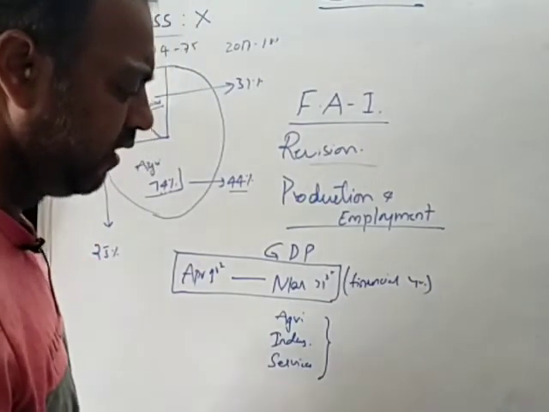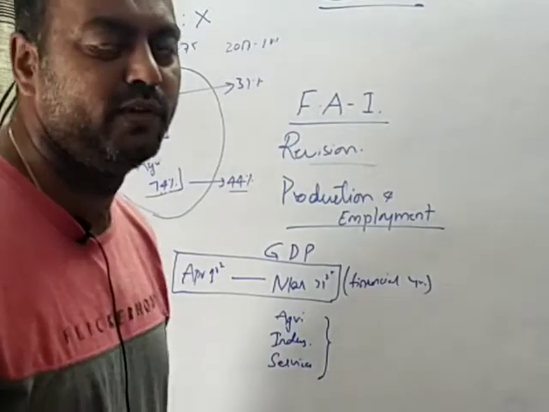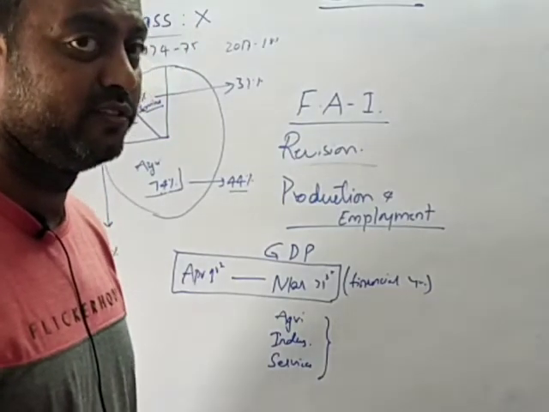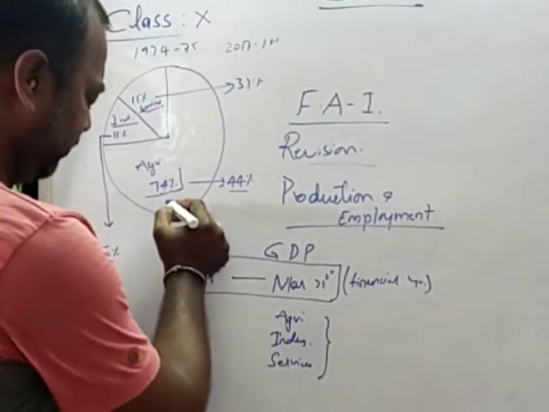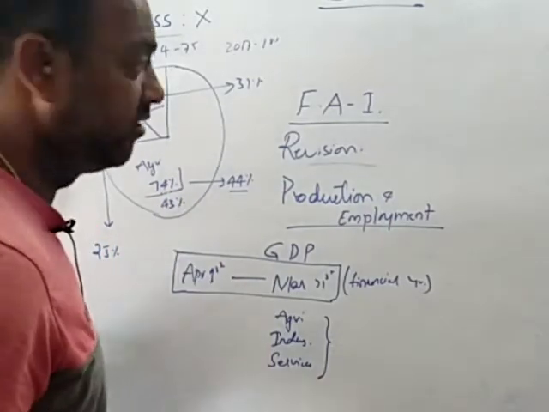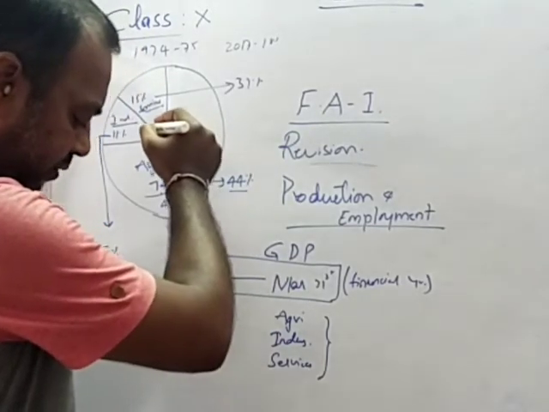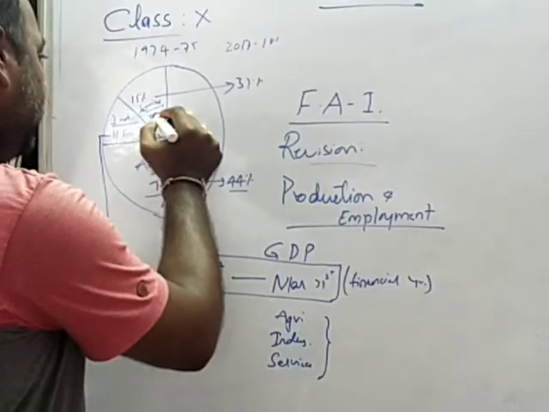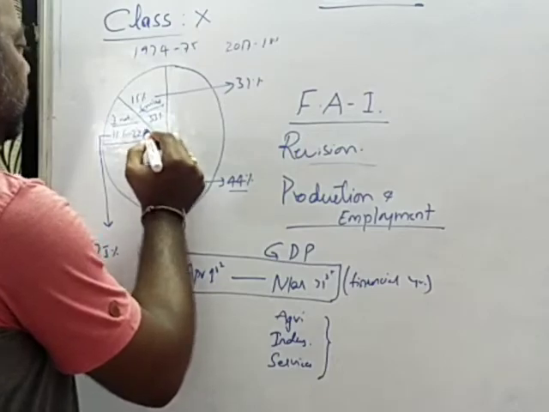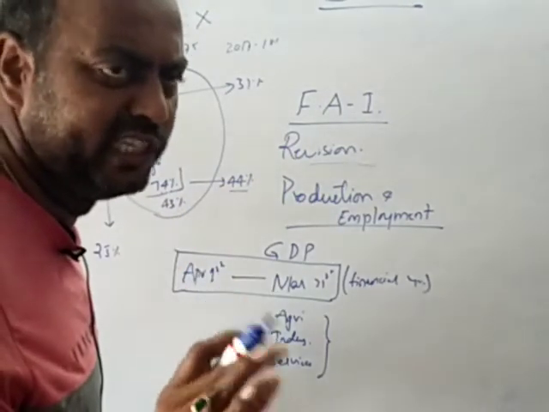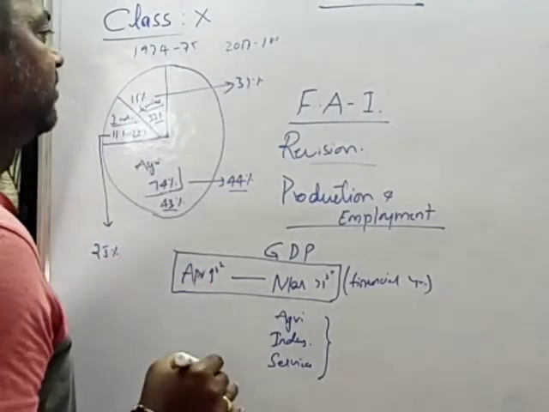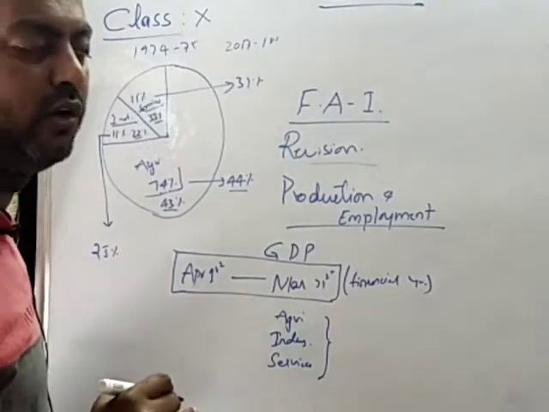If you look at the three sectors in GDP also, the contribution to GDP in 1974-75, agriculture contributed just about 43%, whereas the services sector contributed 33%, and the industrial sector contributed 22%. That means if 100 rupees is the GDP, out of that 43% we got from agriculture, 33% from the services sector, and 22% from the industrial sector.